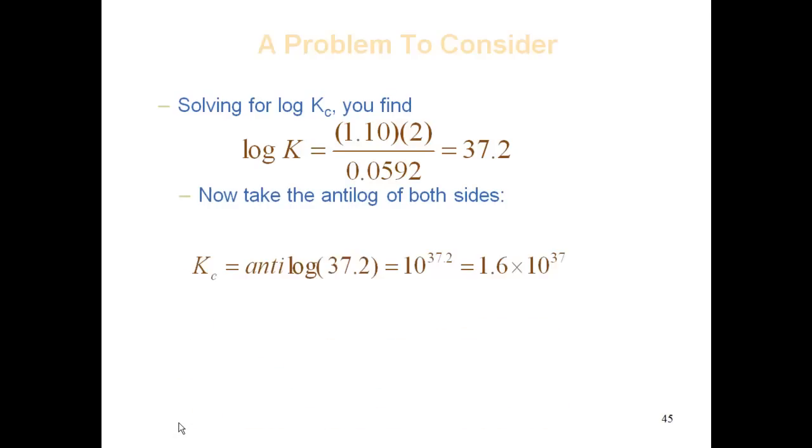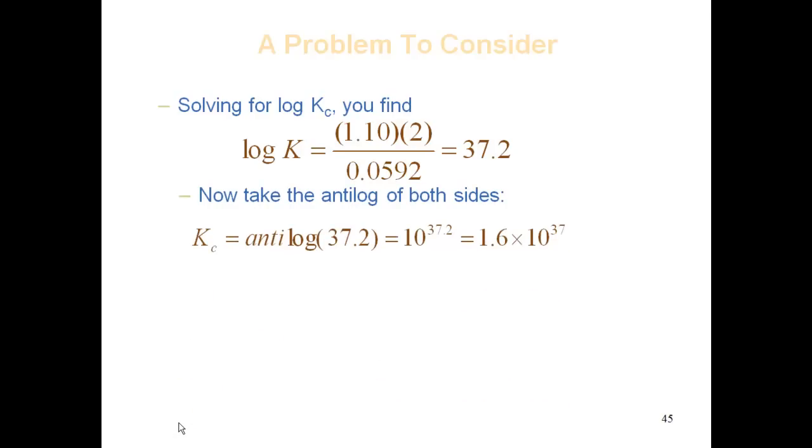So when we do the anti-log, that basically means we're going to do 10 to that value. So 10 to the 37.2, that's your 10 to the x button on your calculator. Remember, if we're doing the natural log, the anti-log would be e to the x, but we're doing the base 10 log, which is 10 to the 37.2, which gives me 1.6 times 10 to the 37th.